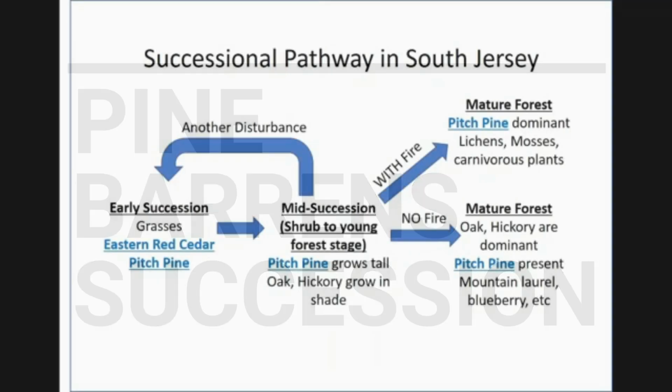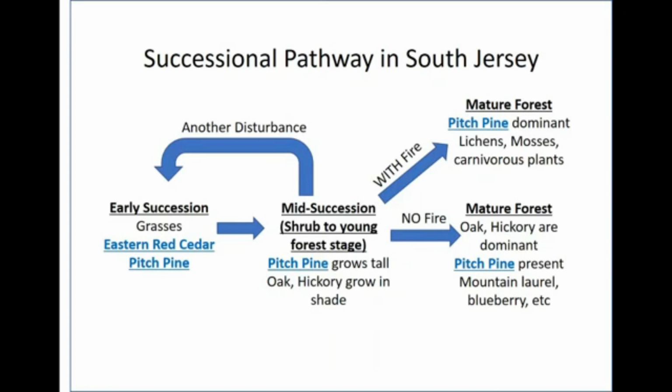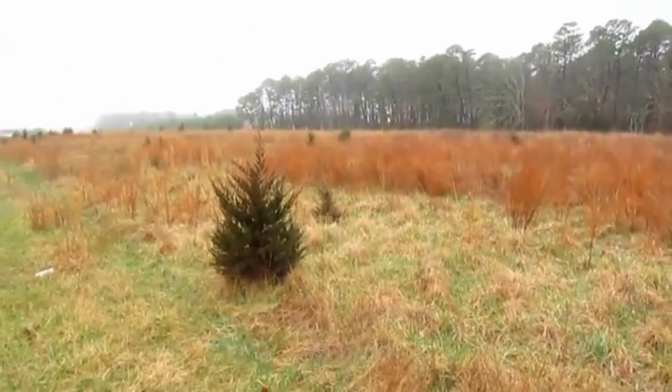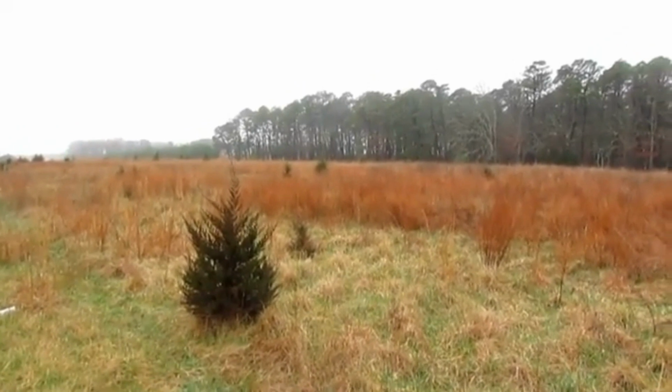In this video, we are going to follow the successional pathway in South Jersey, starting of course with early succession. So this is in the year or two following a major disturbance event. What we're going to see is pioneer species, things like grasses, pitch pine, and eastern red cedar colonizing the land that was previously disturbed. And so our first example is this field here.